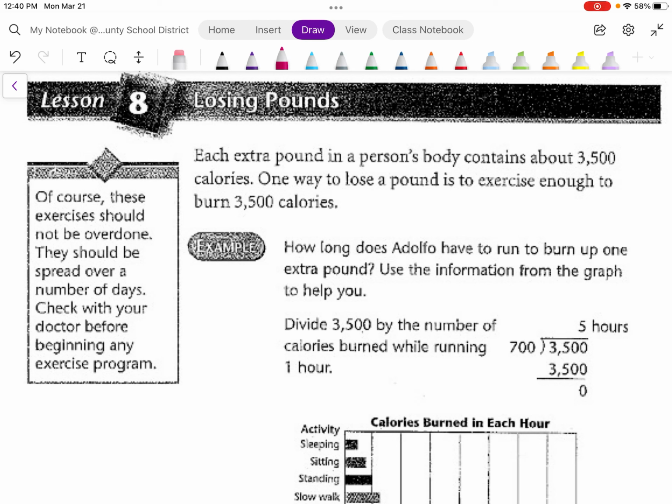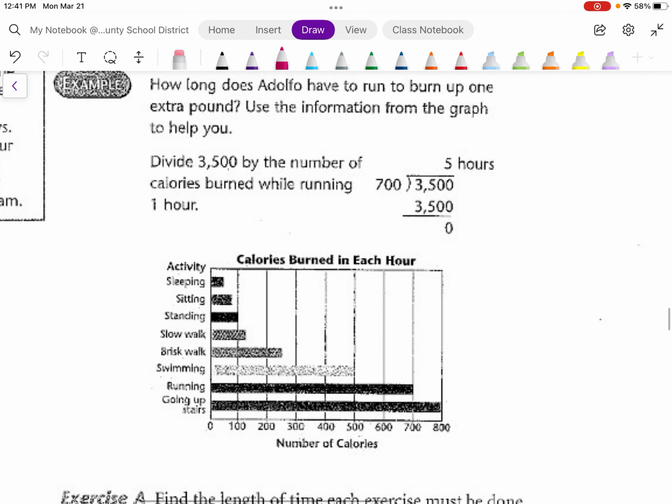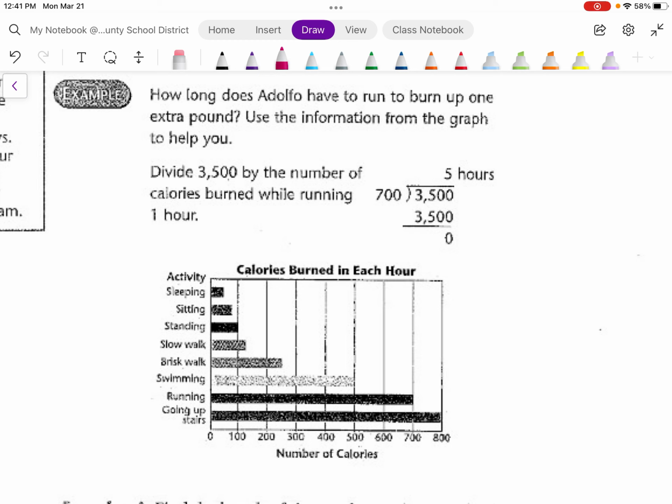In this video, we're going over pages 156 to 161 for Chapter 6. So Lesson 8 is all about losing pounds. Each extra pound in a person's body contains about 3,500 calories. One way to lose a pound is to exercise enough to burn 3,500 calories. So we're going to figure out how long Adolfo has to run to burn up 1 extra pound.